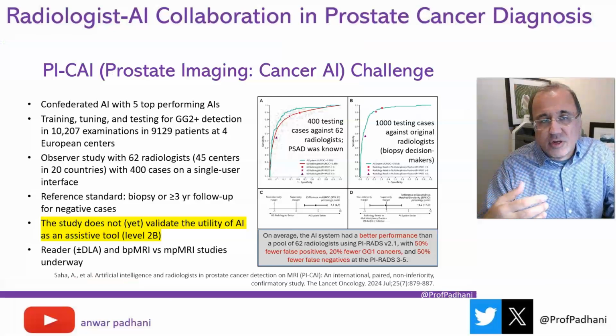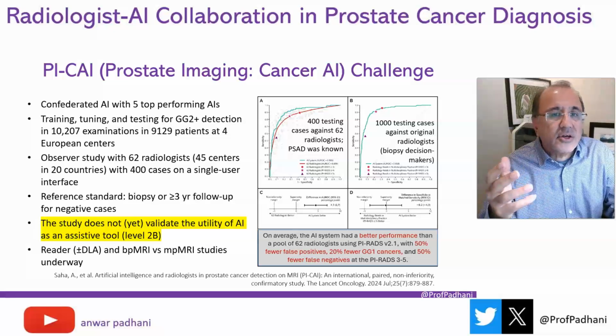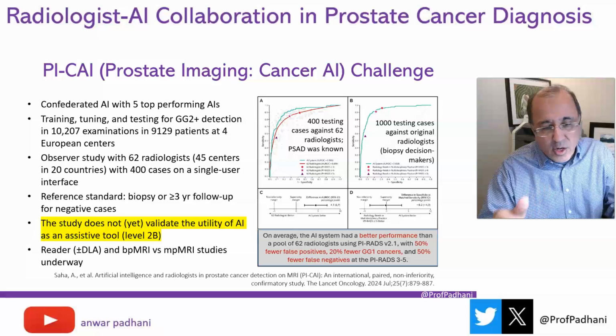And you can see this benefit of using an AI to detect an abnormality that a radiologist may miss in clinical practice. This is not a surprising result, because if you look at the PI-CAI challenge, and everybody hopefully has read this paper in Lancet Oncology in 2024, the study clearly shows that the AI can be very helpful against 62 radiologists on average performing better. The reader study will show that it helps less experienced radiologists more than experienced radiologists. The important thing is that the AI's performance does not exceed that of the original reporting radiologists for those cases.